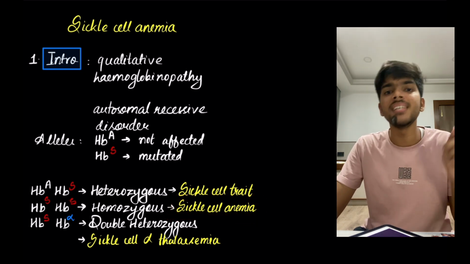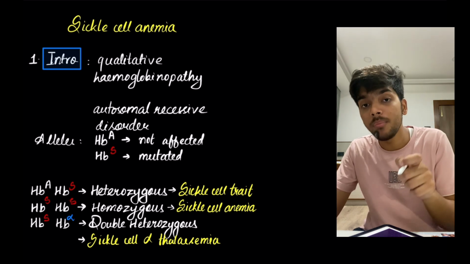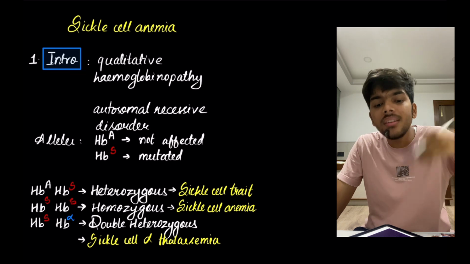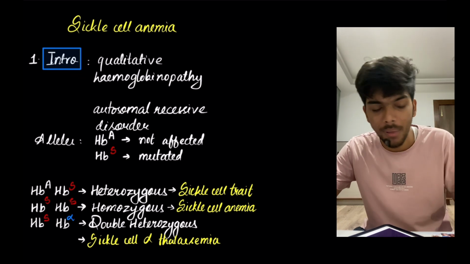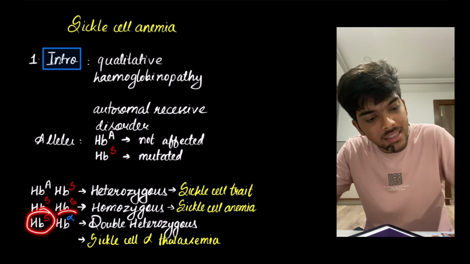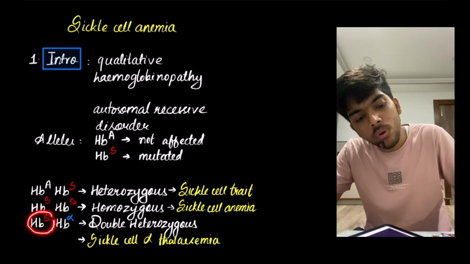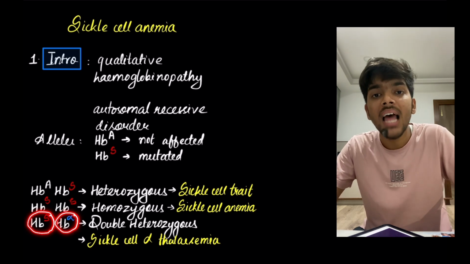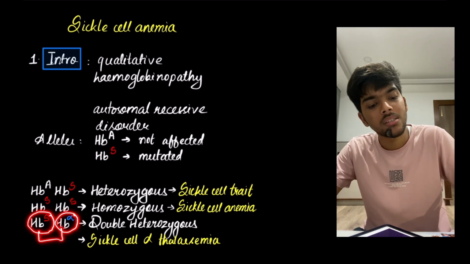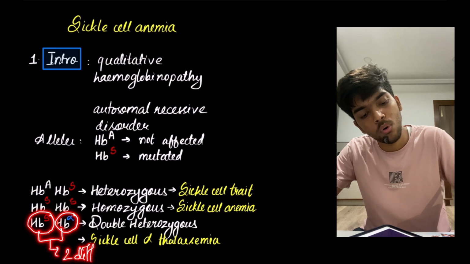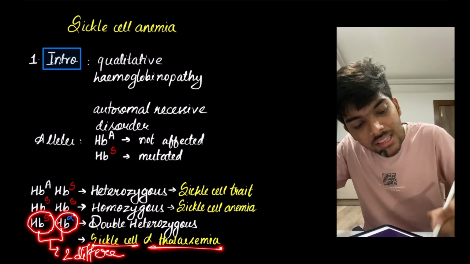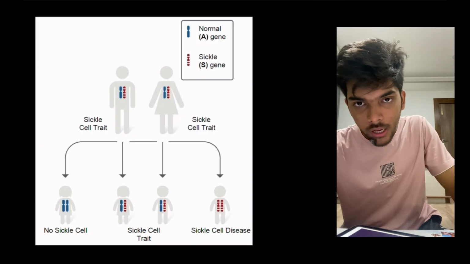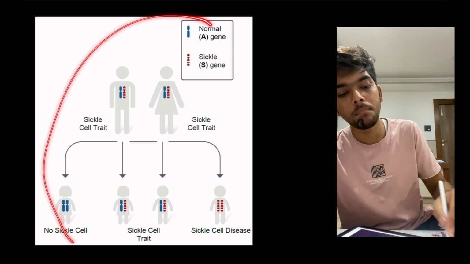Finally, along with the sickle cell allele, another allele may be present, which is the reason behind some other hemoglobinopathy. For example, HbS and Hb alpha. Here HbS codes for sickle cell RBCs, while Hb alpha codes for alpha-thalassemia RBCs. So there is a combination of two different hemoglobinopathies, sickle cell and alpha-thalassemia. This is double heterozygous.